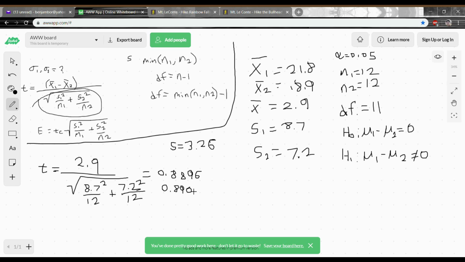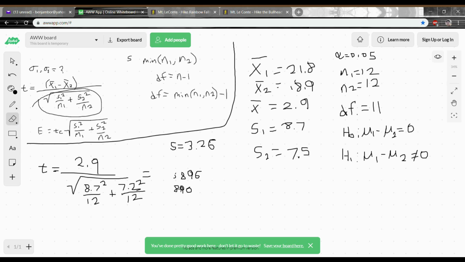And the book answer is different because this s is not equal to 7.2. There is a mistake in their book. So at first they give S2 as 7.2, but later on they use a value of 7.5. So we're going to rewrite that as 7.5, and we're going to have to run these numbers again.